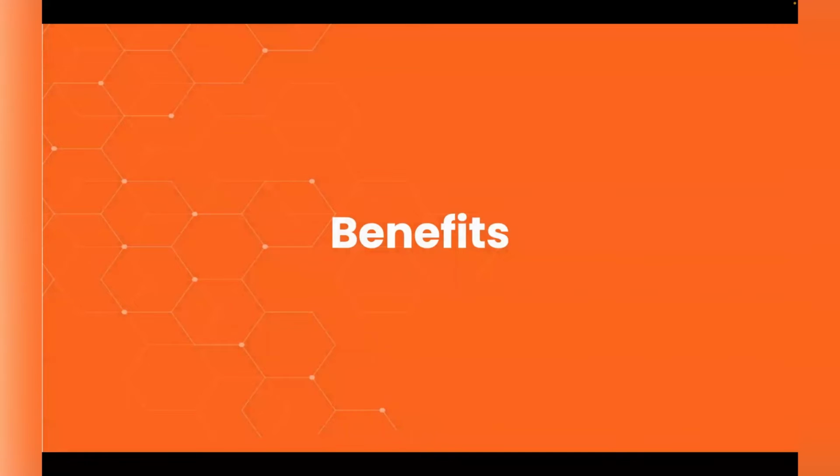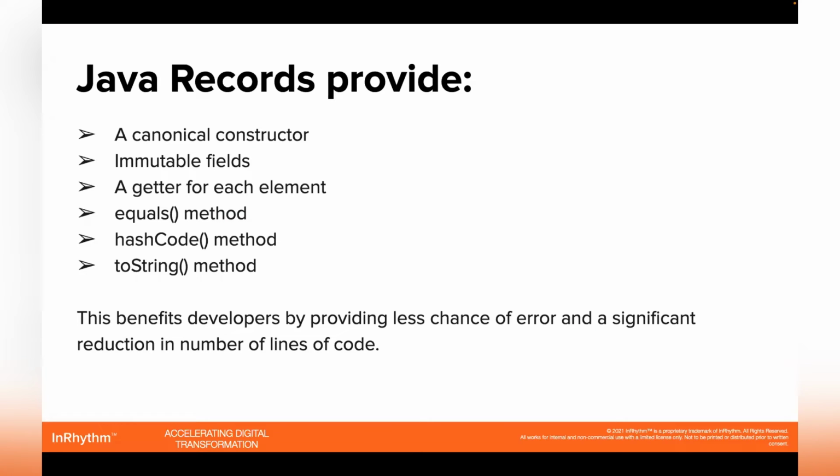So what are some of the benefits of using Java records? A Java record provides a canonical constructor, immutable fields, a getter for each element, an equals method, a hashCode method, and a toString method. This really benefits you by reducing the chance that you can make an error while you're going in and writing the code.